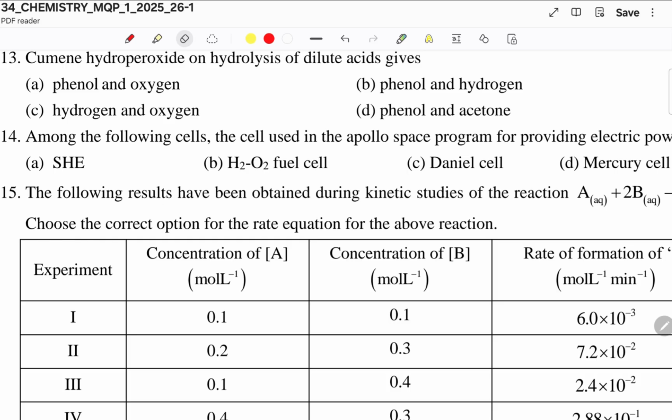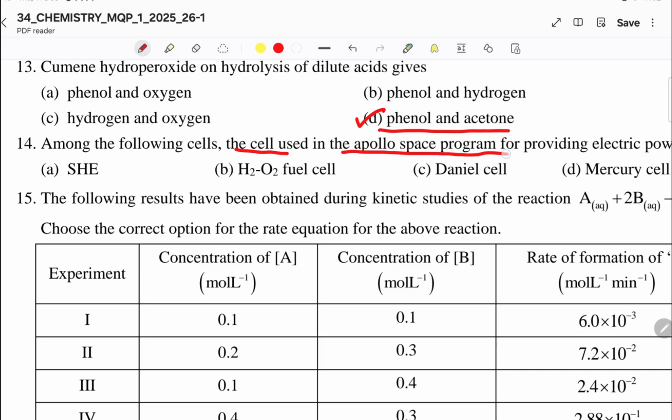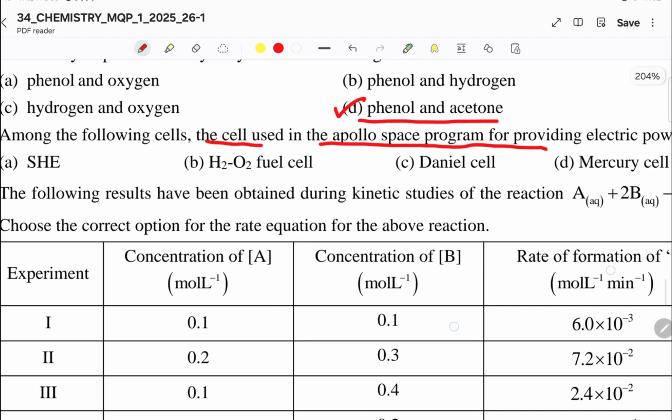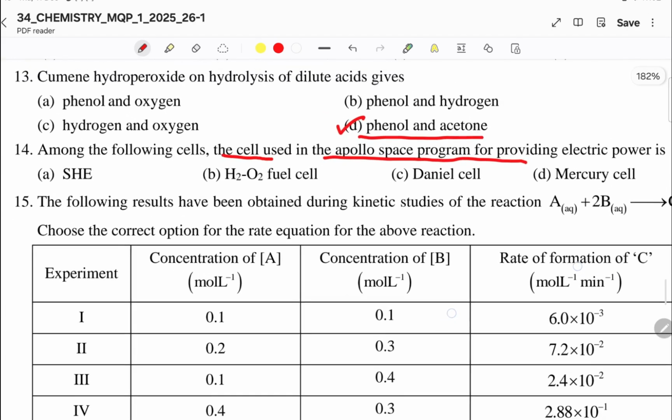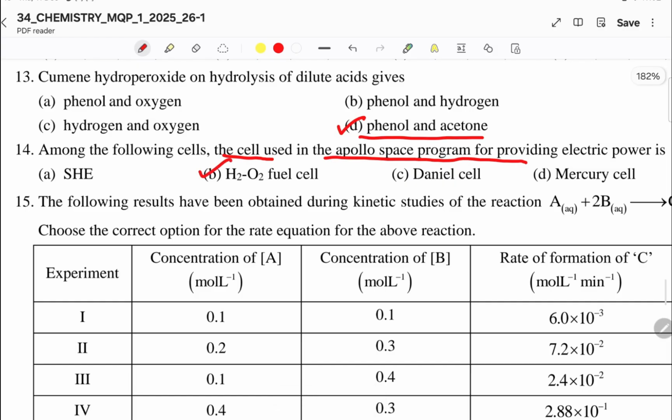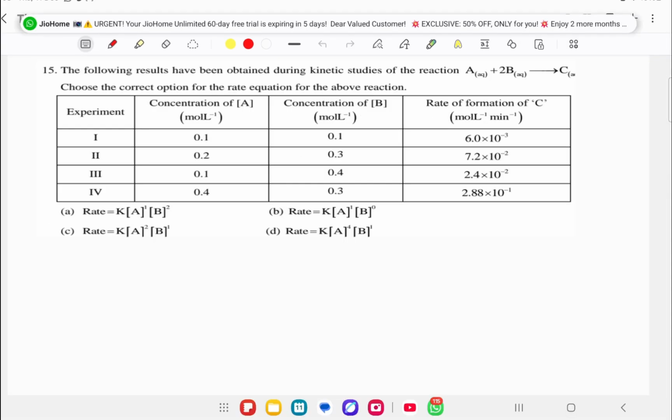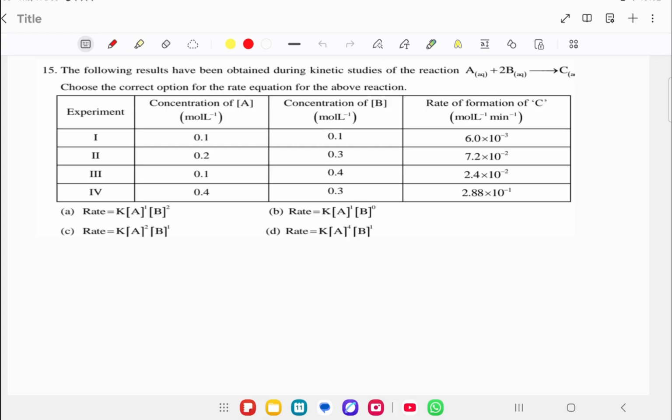Cumene hydroperoxide on hydrolysis with dilute acids gives, so the correct answer is phenol and acetone. Next, question number 14. Among the following cells, the cell used in the Apollo space program for providing electric power is, the correct answer is hydrogen oxygen fuel cell. Question number 15 I am solving now.